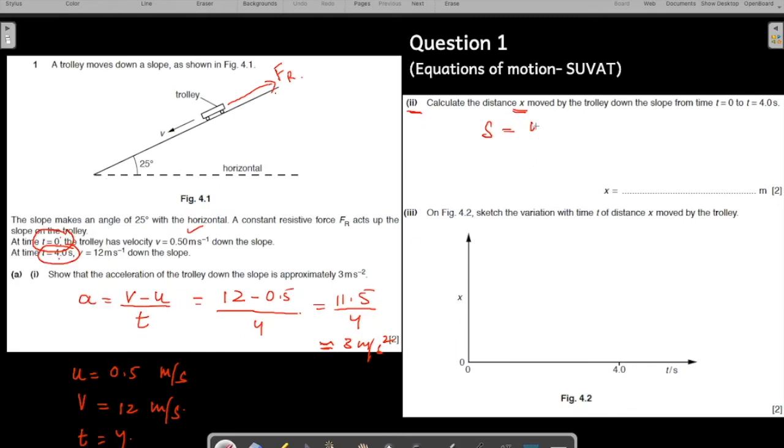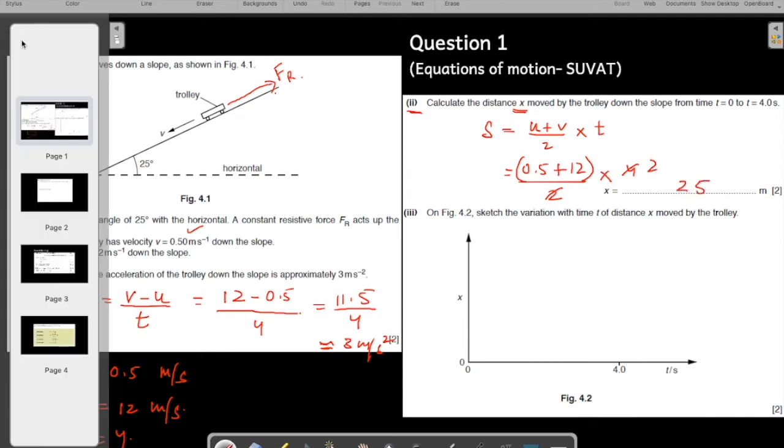Which is (U plus V) over 2 multiplied by T, which is the same as average velocity. You're finding the average of the initial and the final velocity, and multiplying it with the time. You can do it this way, and you'll find the value of the distance. Substitute the values: (0.5 plus 12) by 2, into time, which is 4. So it becomes 12.5 times 2, so it becomes 25.